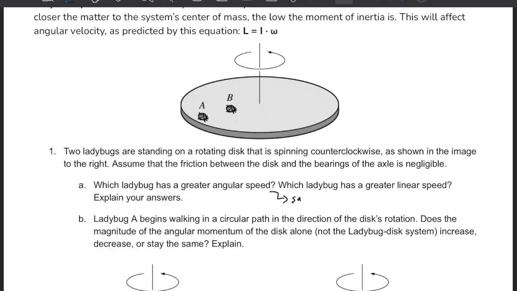If you get on a carousel, like at the mall, and you're standing on the outside edge and your friend's on the inside edge, you're going to complete the circle together. You're not going to pass each other. So they have the same angular speed.